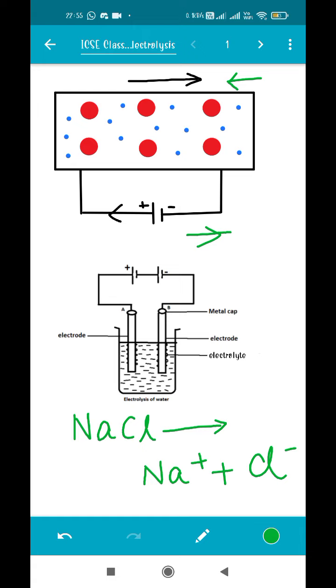For example, if you make a sugar solution, sugar is not a polar covalent compound, so it will not dissociate into ions, rather it will form molecules only. Molecules cannot transfer electricity. So a sugar solution cannot transfer electricity. Honey also cannot transfer electricity through it. There are many other such examples which do not break up into ions, and hence they do not allow electricity to pass through them.